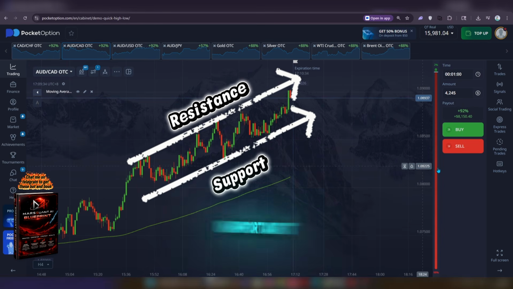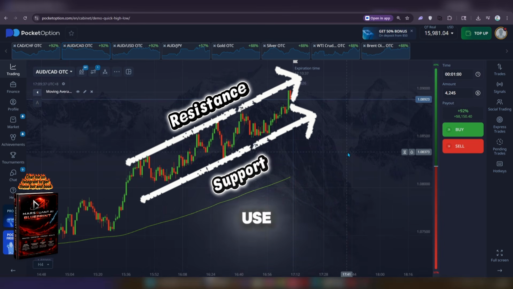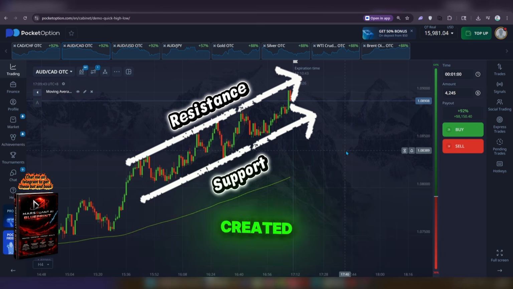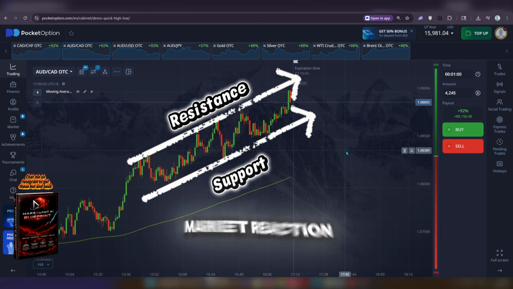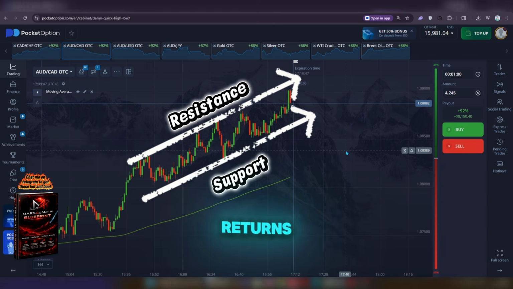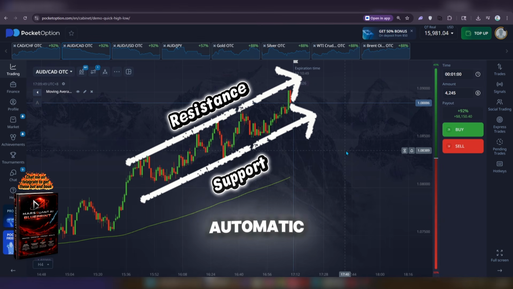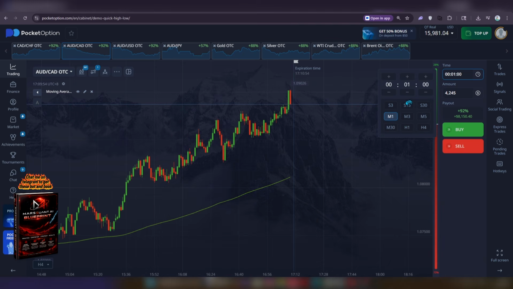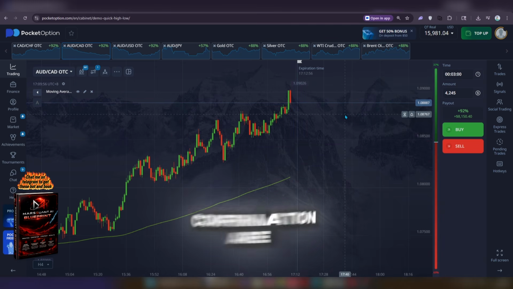Now I will mark the most important support or resistance area. I use a zone instead of a thin line because the market does not always react at one exact price. This area previously created a strong market reaction, so it may become important when the price returns. However, this zone is not an automatic entry signal. I still need confirmation. The trend, zone, and confirmation are now aligned.